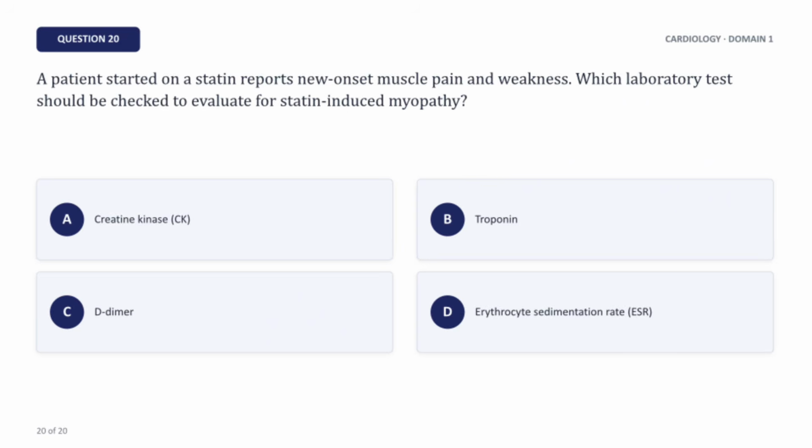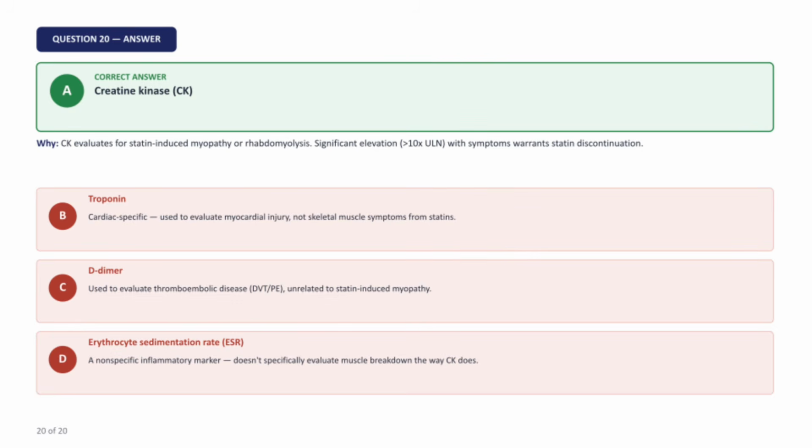Question number 20. A patient started on a statin reports new onset muscle pain and weakness. Which laboratory test should be checked to evaluate for statin-induced myopathy? Option A, creatine kinase. Option B, troponin. Option C, D-dimer. Option D, erythrocyte sedimentation rate? The correct answer is option A, creatine kinase.